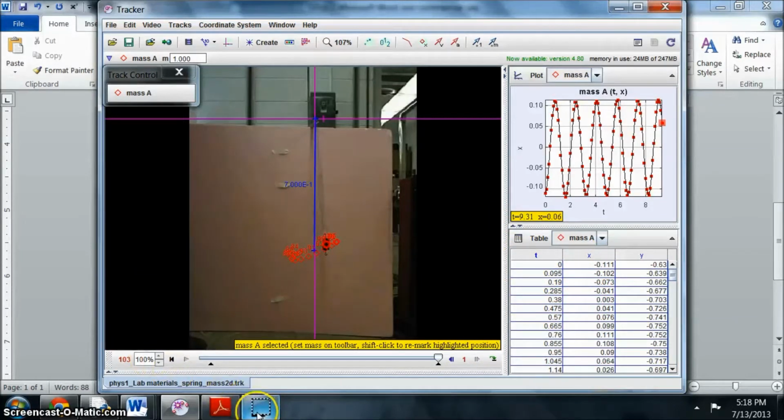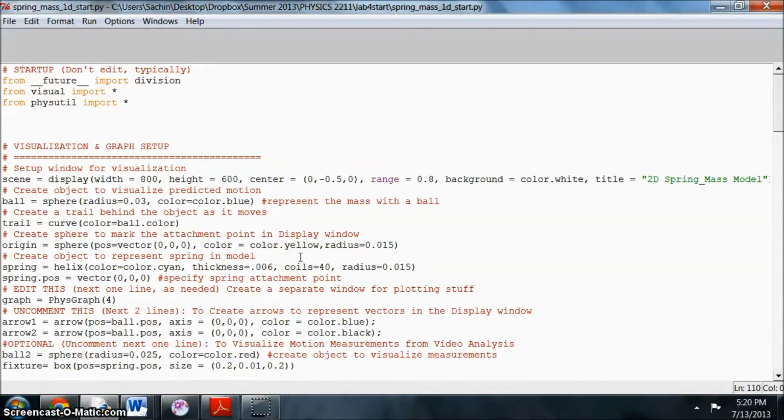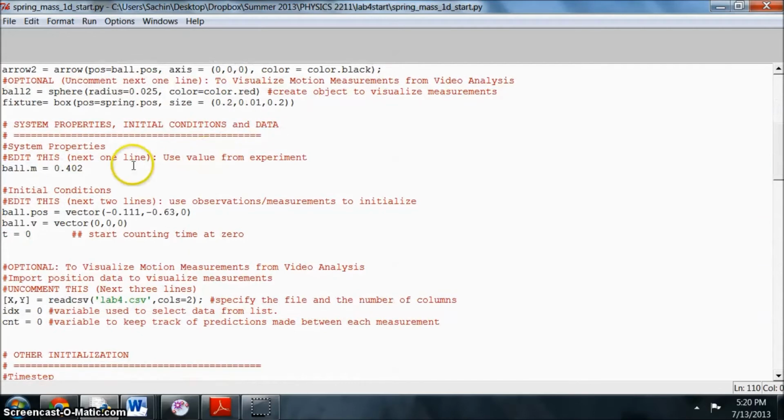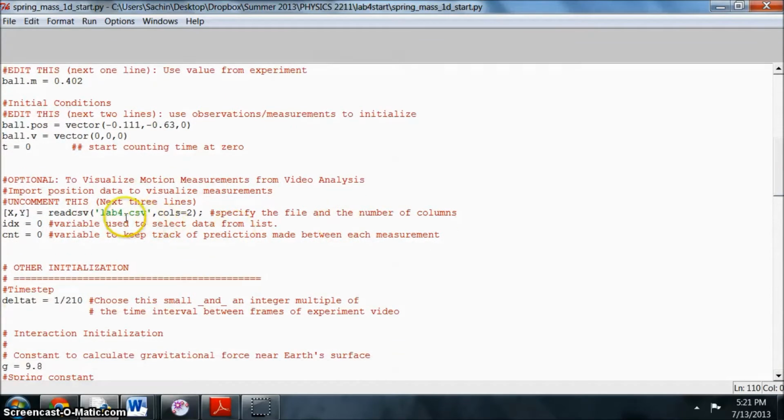and we get initial position data and the total time from Tracker. Our system for this lab was the mass, the spring, and the earth, and I'll explain why it's clear that the earth is included in our system later in my code. As usual, some initial conditions were given to us, and these included the mass as 0.402 kilograms, the initial position which we obtained from Tracker, and the initial velocity which was 0. Down here we tell Python to read data from the CSV file that we saved the Tracker position data on, so then we can later compare it.